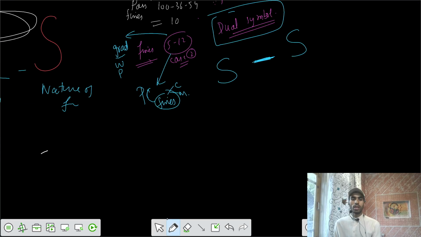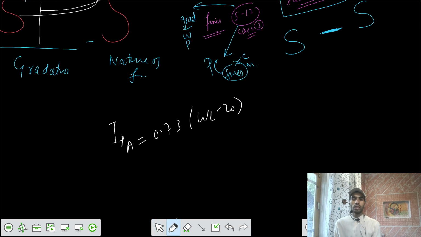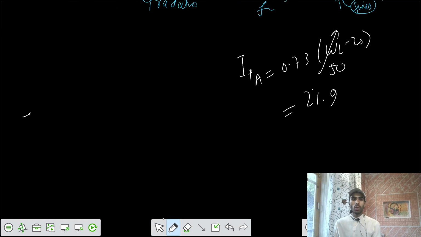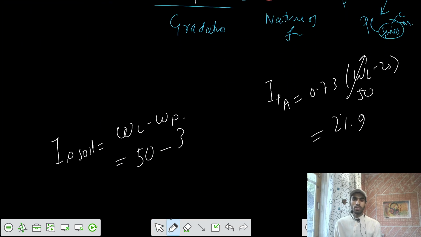For that, calculation of IP for your A line: 0.73 times liquid limit minus 20. Liquid limit is 50. So substitute 50 here. You can get IP of the A line, which is coming to be equal to 21.9. And what about the IP of the soil? IP of the soil is liquid limit minus plastic limit. That is 50 minus 35, plastic limit 35. So that's 15.